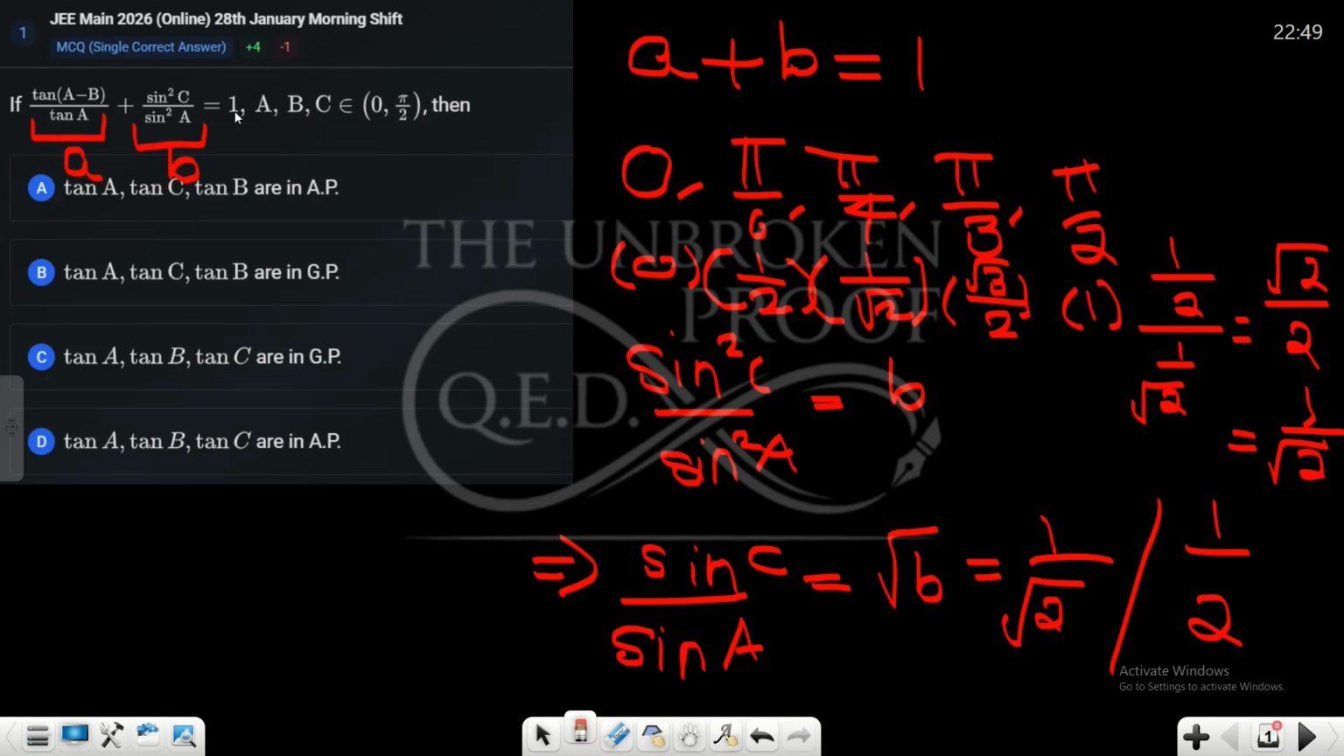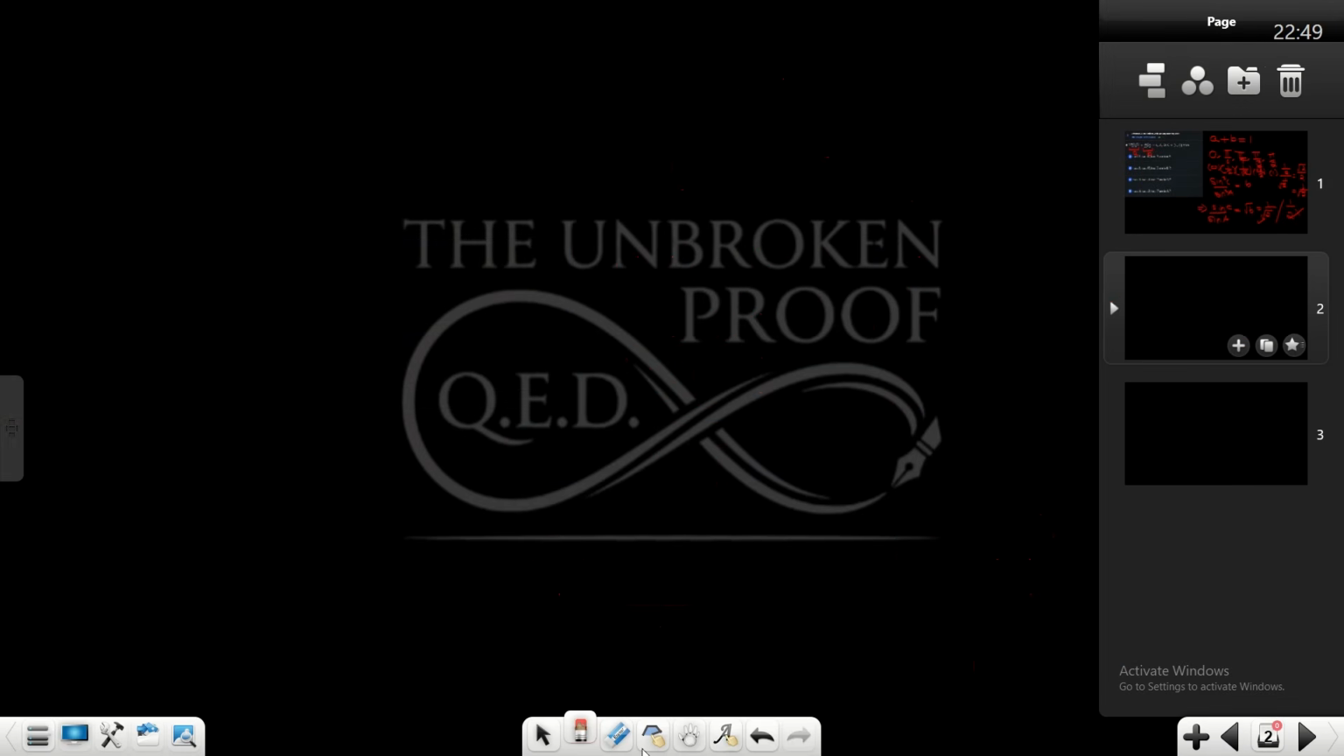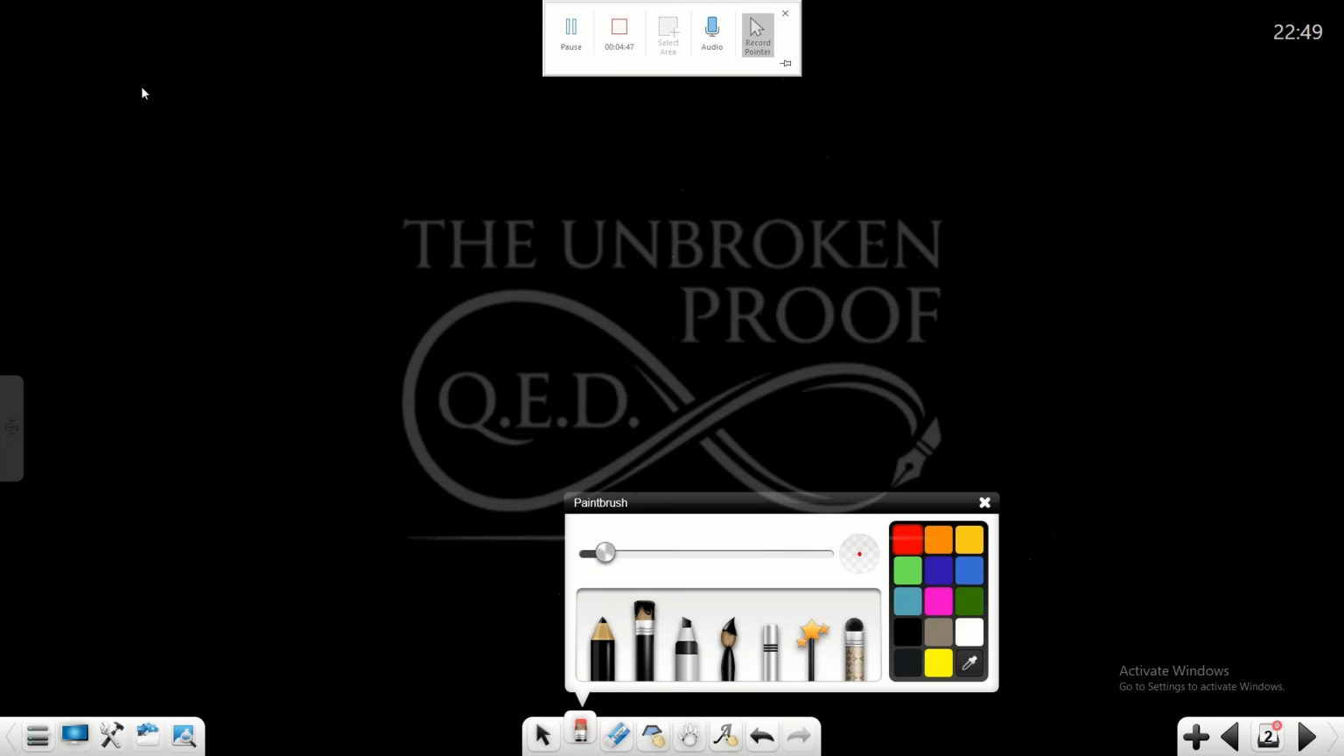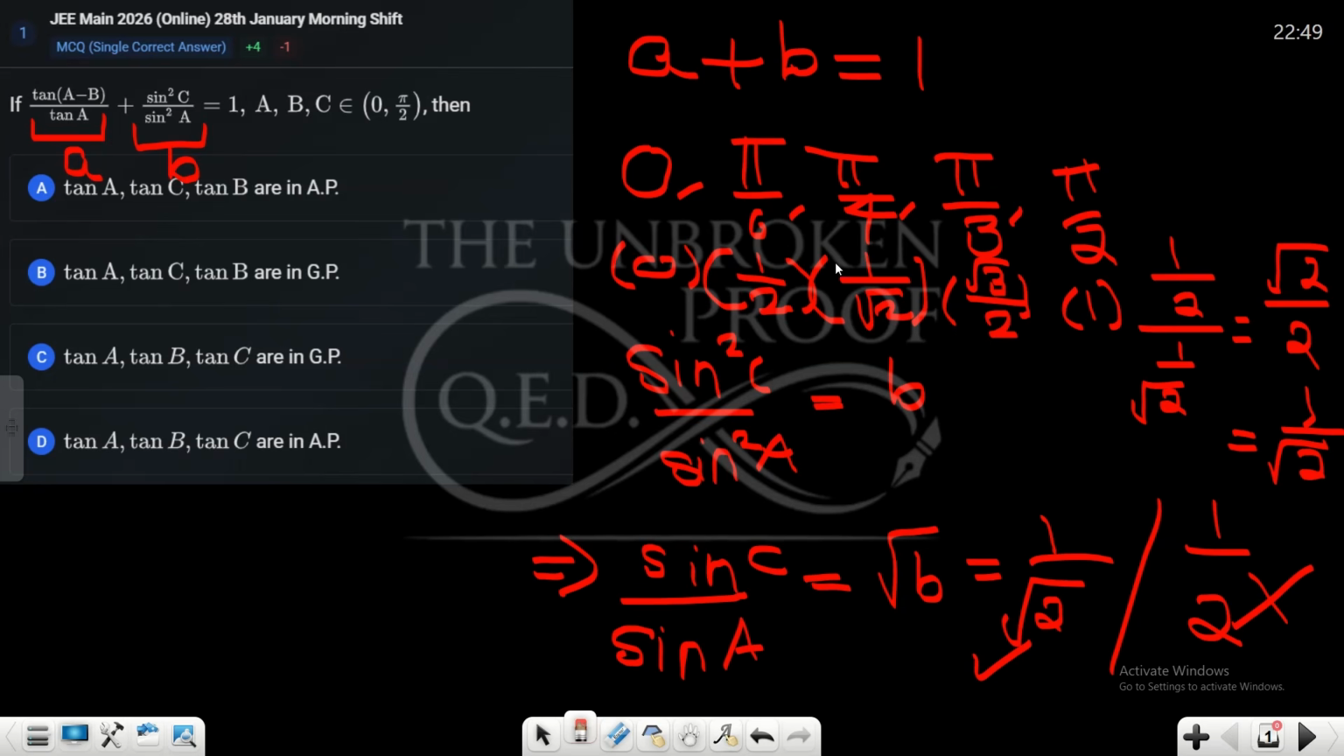So that's why we are not going to take tan a as 90. So indirectly half is rejected, and for our case we are going to take sine c by sine a as 1 by root 2. So this implies that sine c should be, now here also you can take sine c as 45 and a as 90.